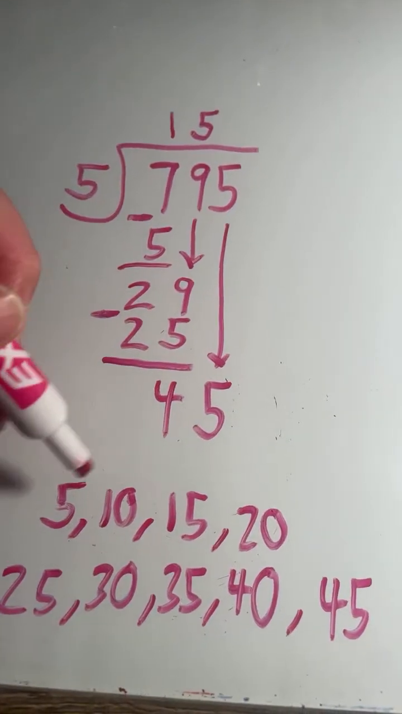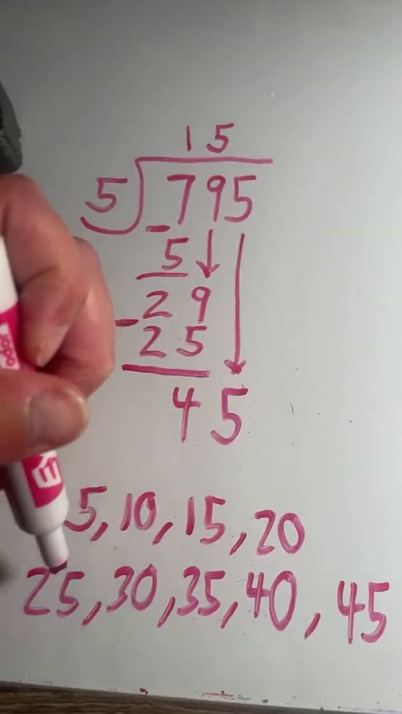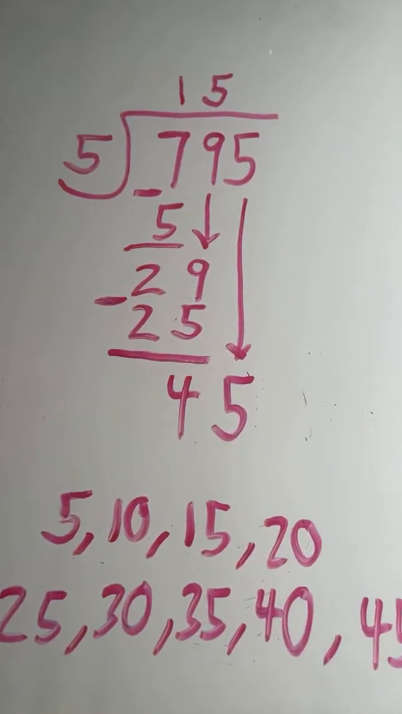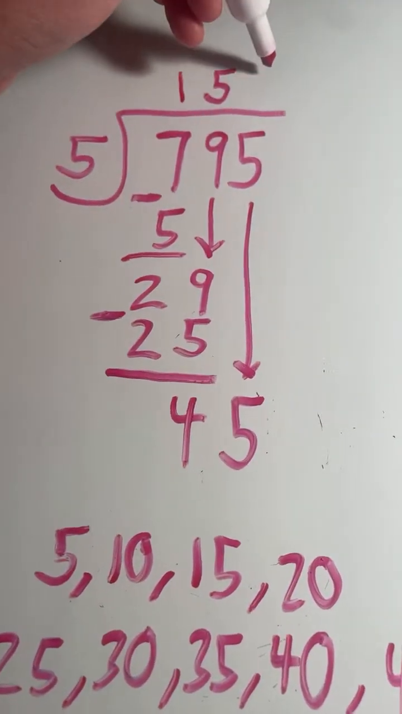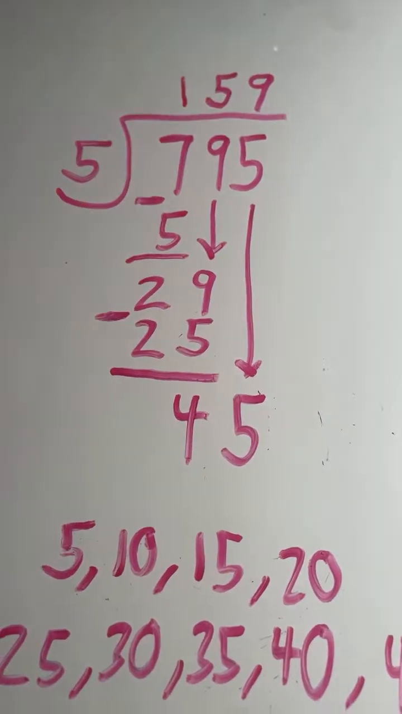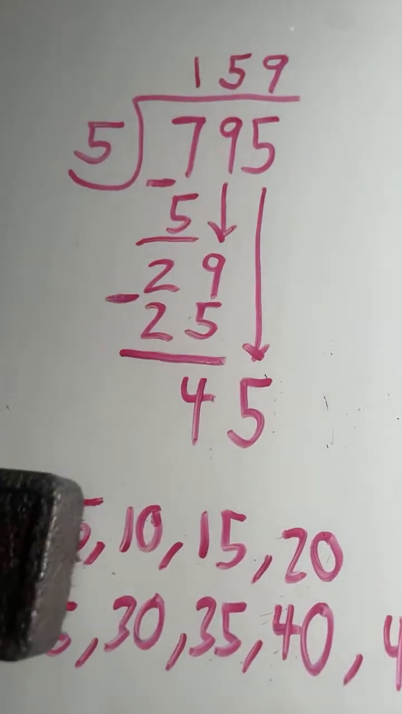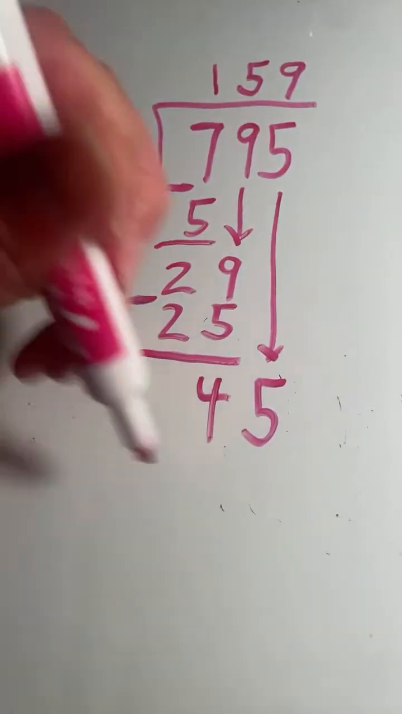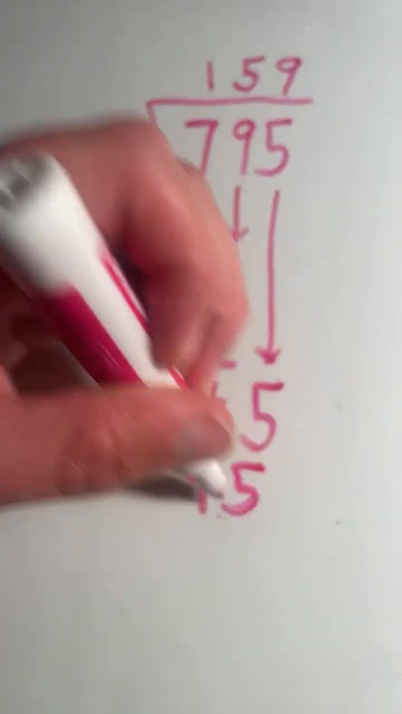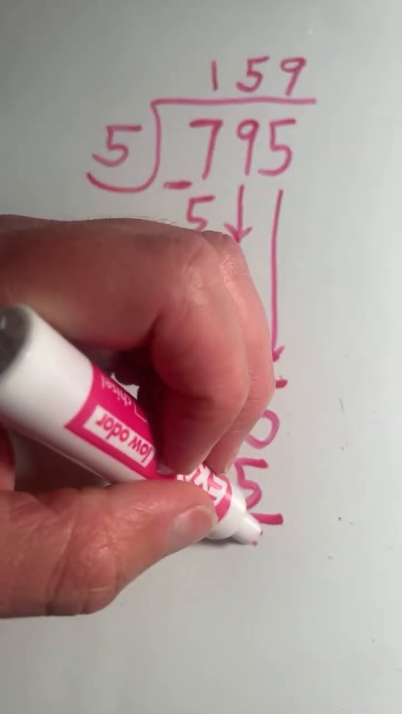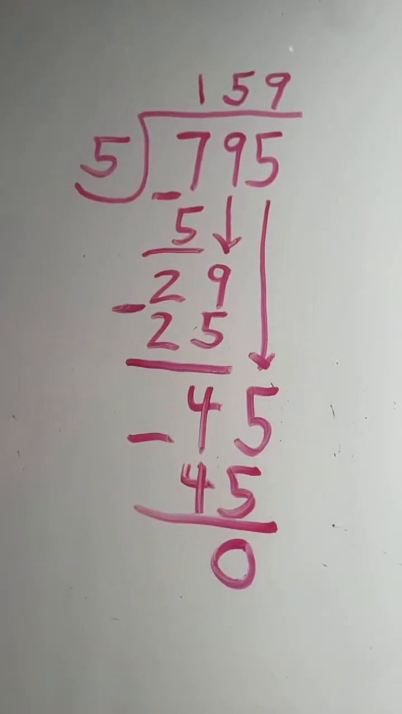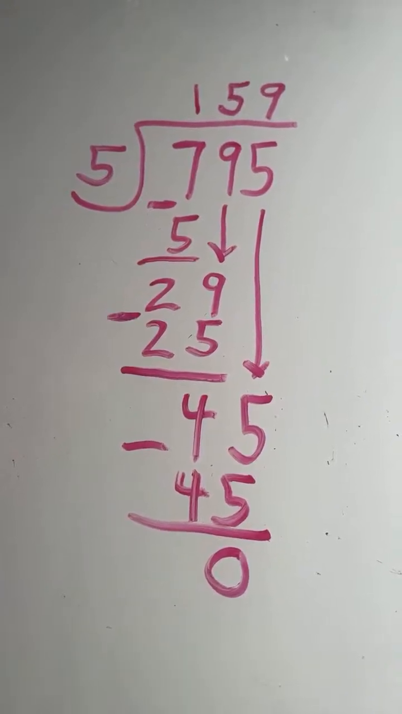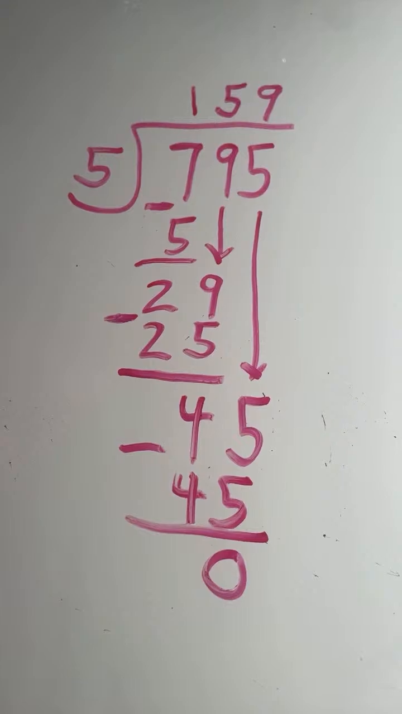So I had to count by 5, 1, 2, 3, 4, 5, 6, 7, 8, 9 times to get to 45. So 45 divided by 5 equals 9. And I actually landed right on 45. So 45 is what I'm going to subtract. 45 minus 45 equals 0. There are no remainders. 795 divided by 5 equals 159.